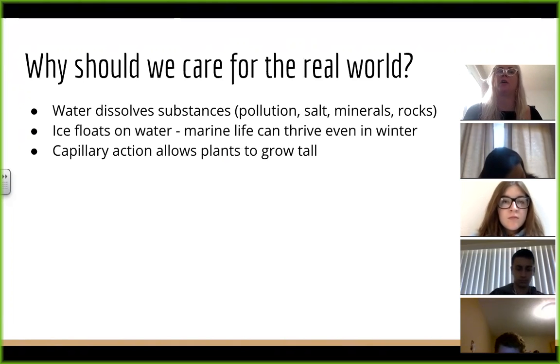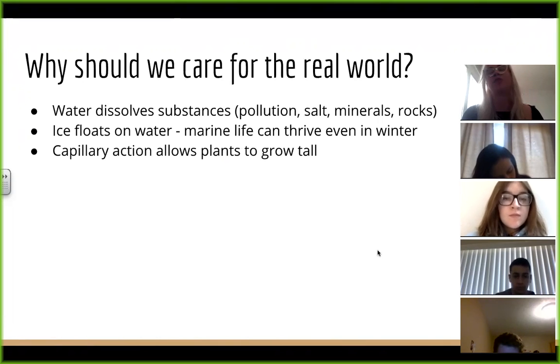Right? Oxygen can dissolve in water. Carbon dioxide can dissolve in water. So all sorts of things can dissolve. Ice floats on water, right? This allows marine life to thrive even in the winter. So even when a lake is completely frozen, underneath the water is not frozen and fish can still live, which is pretty cool. And then capillary action allows plants to grow tall, which I already said because I am just so amazed that that actually works.